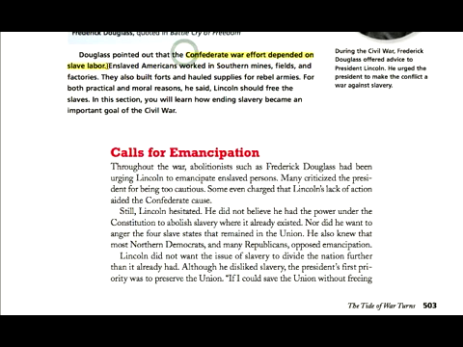Enslaved Americans worked in southern mines, fields, and factories. They also built forts and hauled supplies for rebel armies. For both practical and moral reasons, he said, Lincoln should free the slaves. In this section, you will learn how ending slavery became an important goal of the Civil War.